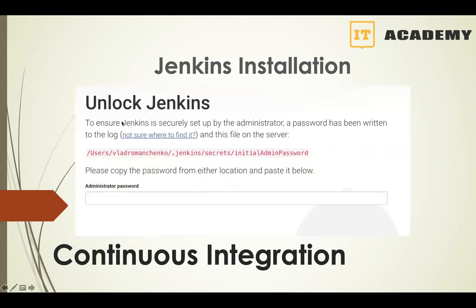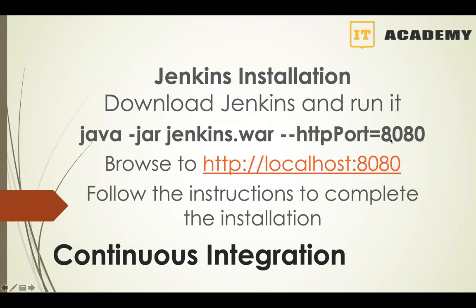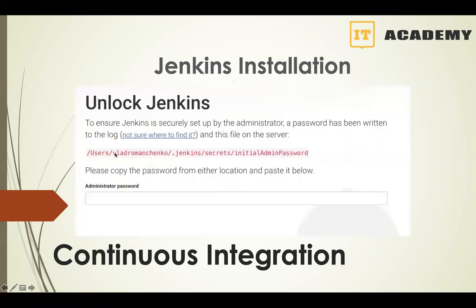First, during the installation, when you run this command at first, Jenkins creates this file. In my case, it was Users, Jenkins, that's a hidden folder, secrets, initialAdminPassword. So it creates this file, which contains only one line, the initial password. You need to open this file and paste this password here in this field, Administrator password.